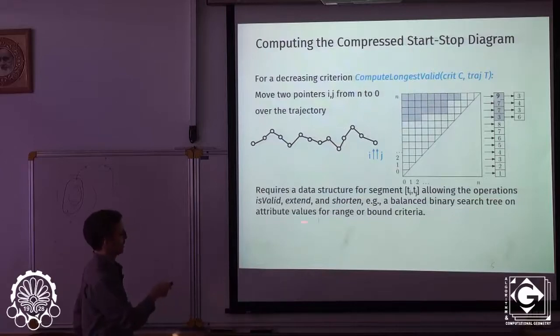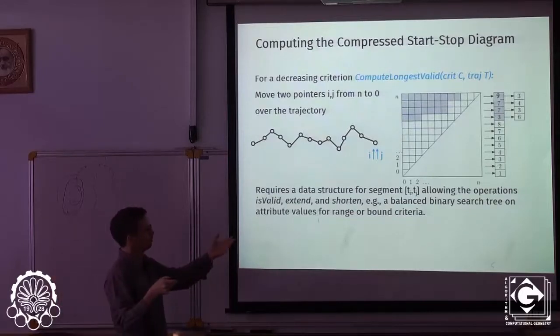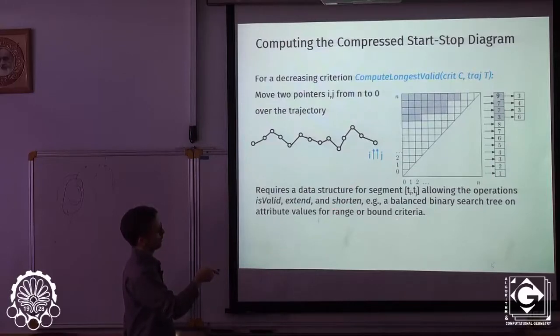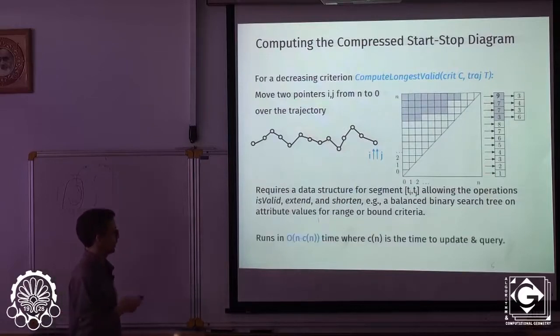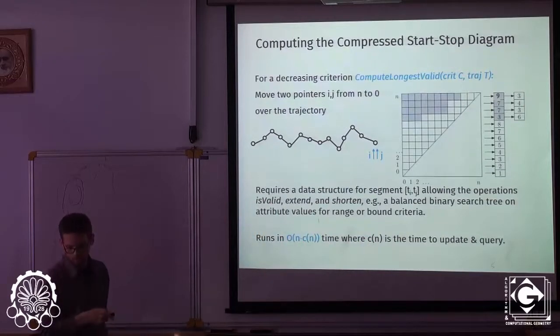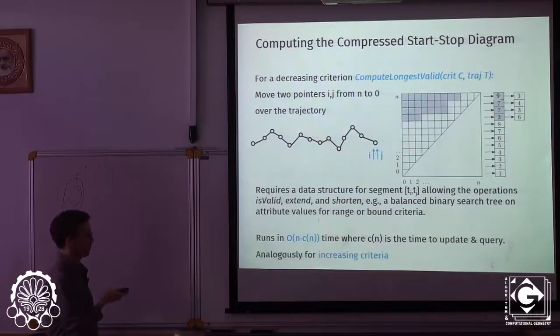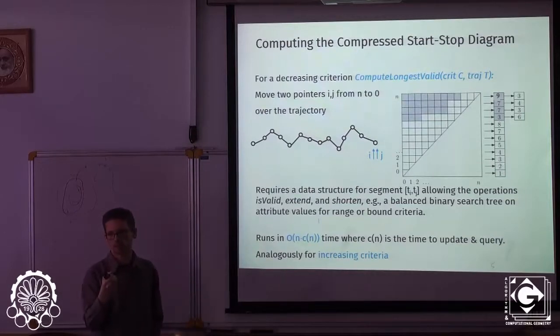In particular, if we have, for instance, a criterion like a bounded range. So if I am asking about, let's say, the speed should be in a certain range, then I can store the speed values in a balanced binary search tree, and then the extend and shorten is simply insertion and deletion, and is valid I can also check easily. So I need those three operations, but those are typically also easy enough to get, and then the running time is n times the time these operations take. So this will typically be n log n. And the same approach also works for increasing monotone criteria. So this means that we can compute the start-stop diagrams for increasing and decreasing monotone criteria efficiently.